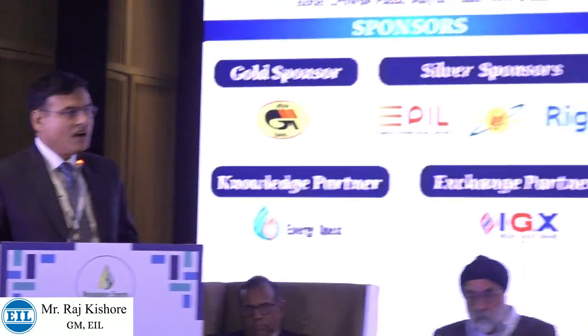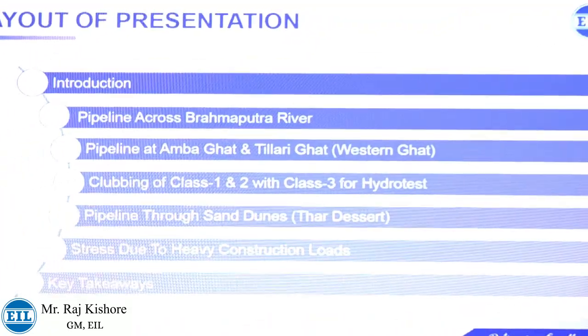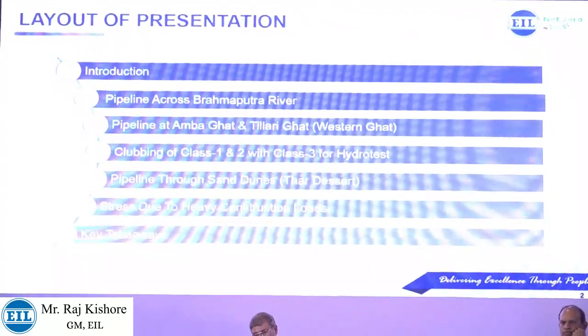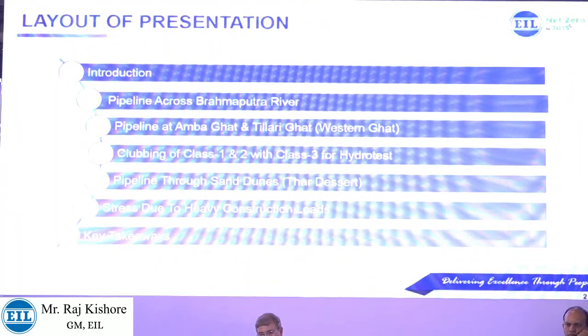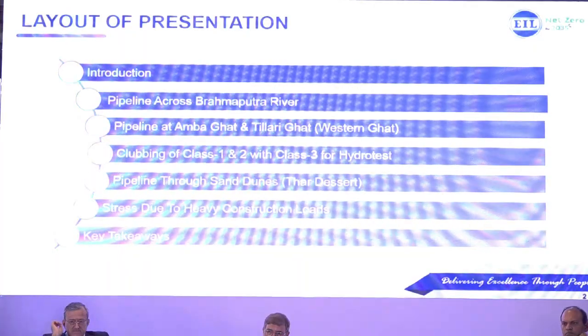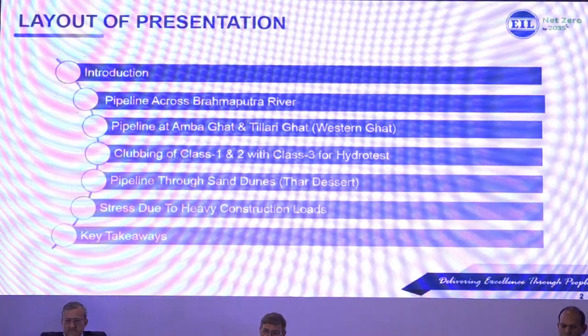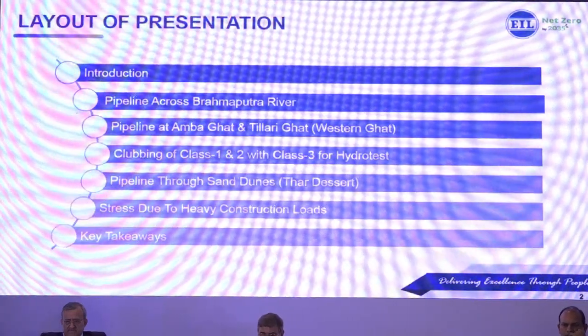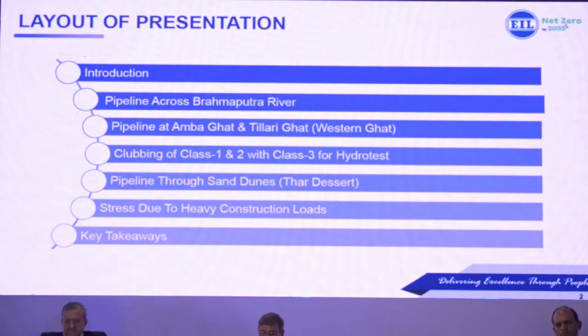Today, I am going to talk about the learning from incidences due to design and construction. I am going to cover the following topics: first, pipeline across Brahmaputra River; second, pipeline at Amba Ghat and Tilari Ghat in the western part of India; third, clubbing of class 1, class 2 and class 3 locations in gas pipeline during hydrostatic testing; fourth, pipeline through sand dunes in Thar desert of Rajasthan; and fifth, stress analysis due to heavy construction loads.